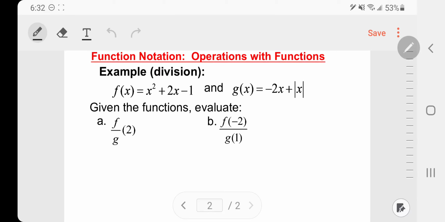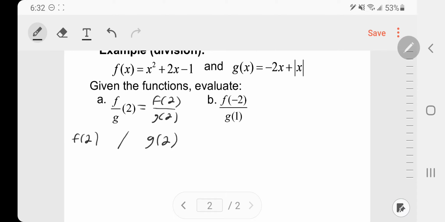All right, so here we're going to take a look at the opposite operation, division. Okay, so we have f of x equals x squared plus 2x minus 1 and g of x equals negative 2x plus the absolute value of x. We're still using the same functions here. So the first one, we have f of 2 and g of 2. So we could actually rewrite this as f of 2 over g of 2. So we're going to have to look for f of 2, we're going to have to look for g of 2, and then we are going to divide once we get our two values.